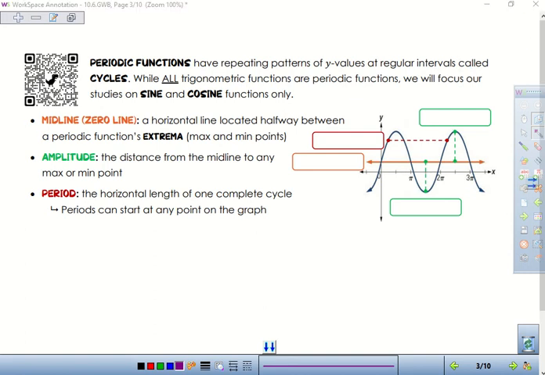Here's some of the vocabulary. So, midline is a horizontal line located halfway between a periodic function's extrema. So, the midline is this right here. So, this is the midline. The amplitude is the distance from the midline to any max or min. So that would be these distances here from the midline to the max or min. The distance is the same, and these are the amplitude.